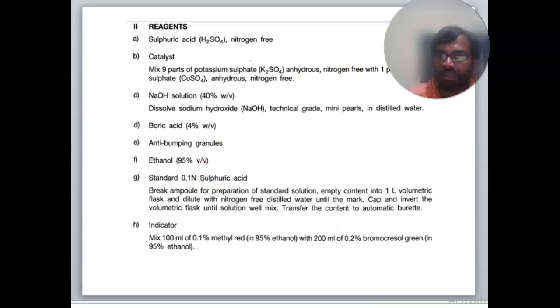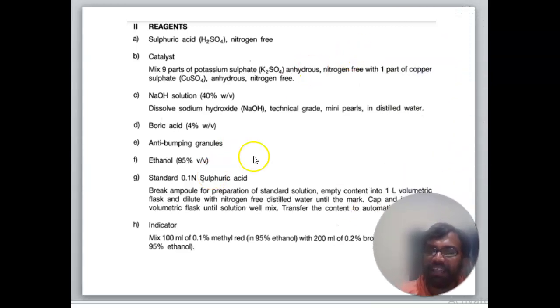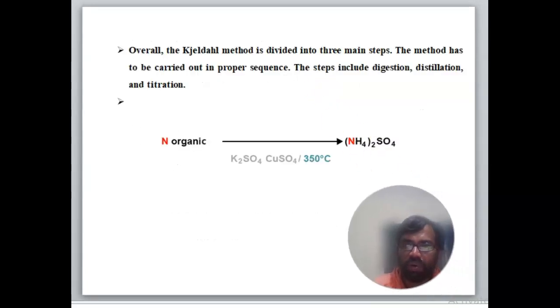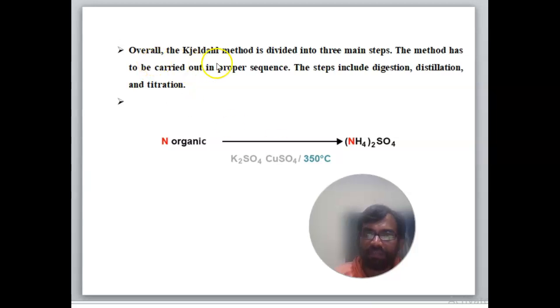These are the stock solutions and reagents you need to prepare while doing the Kjeldahl method. Then you can see the overall Kjeldahl method is divided into three main steps, carried out in proper sequence. The steps are digestion, distillation and titration. So this is the main equation.